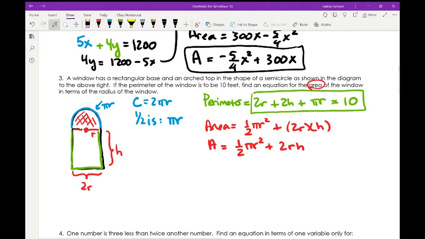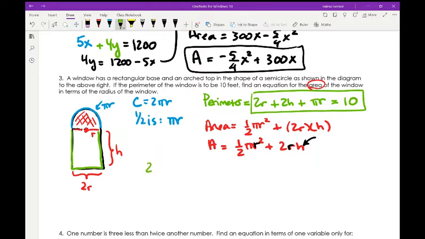In this equation right here, to me, it seems it would be much easier if I could just sub in something for h, because I'd only have to sub it in one time. If you're going to sub something in for r, you'd have to sub it in here as well as here, and that seems like too much work. So what I'm going to do is take my perimeter equation, and I'm going to isolate h.